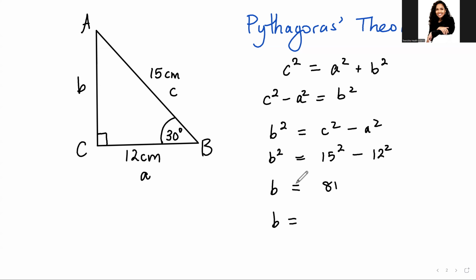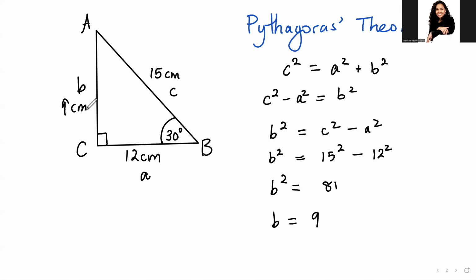So then B is the square root of, well, I'm still not getting the answer. It should be the same answer because it's the same side, it's the same triangle. Opposite, hypotenuse, opposite, right? C squared is 15. So 15 squared is 225 minus 12 squared, which is 81. So then the square root of 81 is 9. So B here is 9 cm.